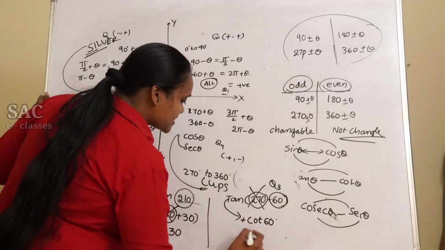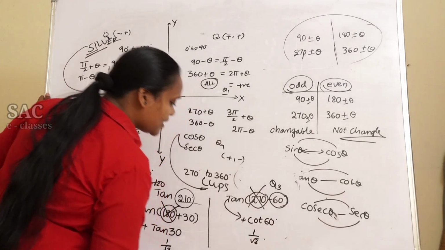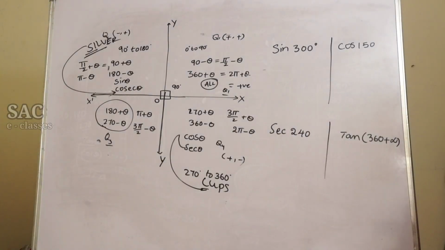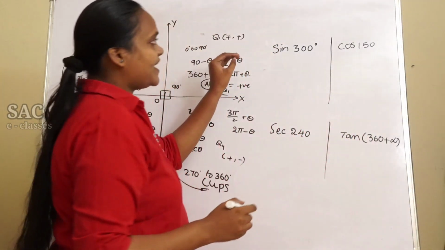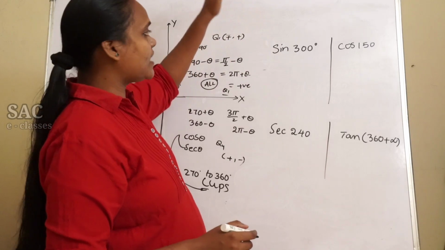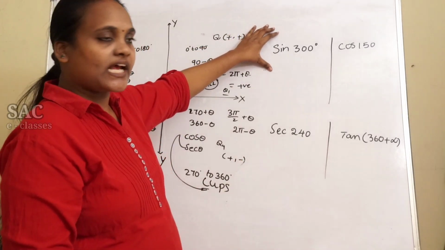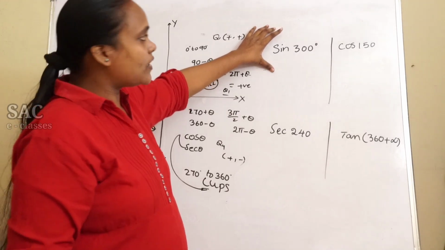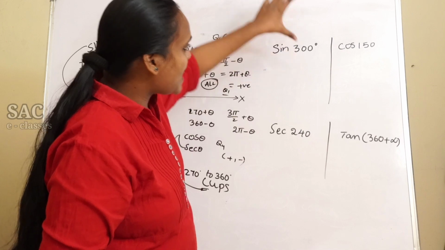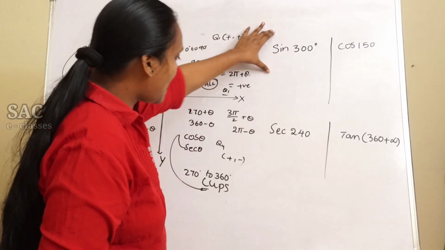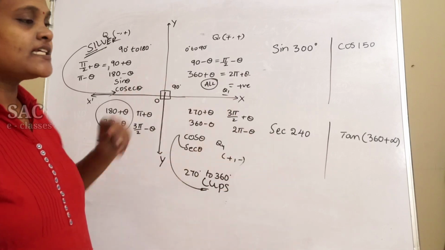So plus cot 60 is 1 by root 3. Now I want to find out sin 300 degrees. I told you that whenever we want to find the ratio of an angle, it must be either a standard angle or a structural form. Can you find sin 300 degrees? Yes, by expressing it as either a sum or a difference of a structural angle and a standard angle.